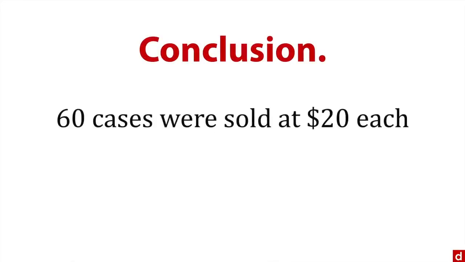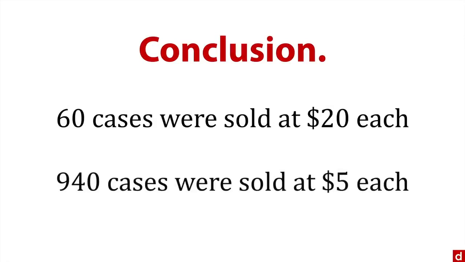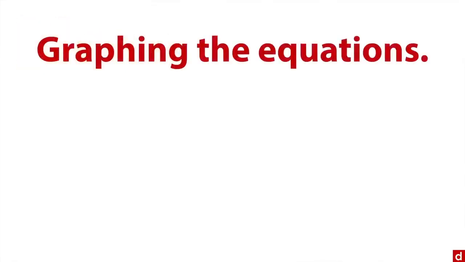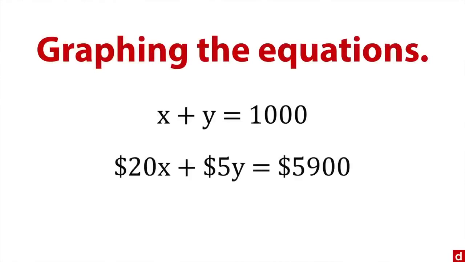What this tells us is that 60 cases were sold at $20 each, and that 940 cases were sold at $5 each. Now, what's interesting about this is you can also do this graphically. We're going to draw it. So I'm going to graph the two equations. Here are the original ones we had. This one predicts sales. This one gives price.